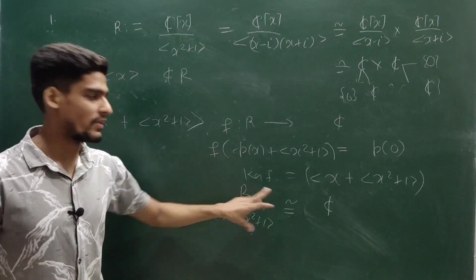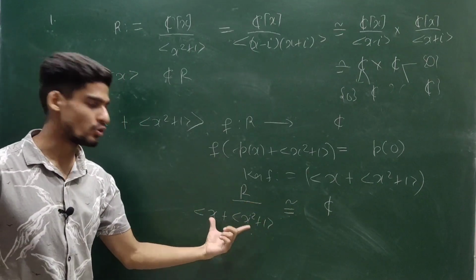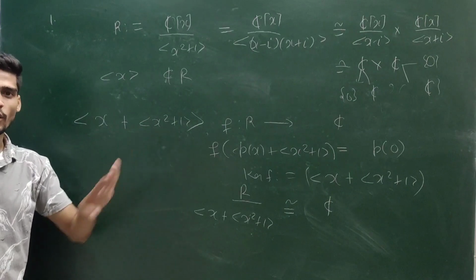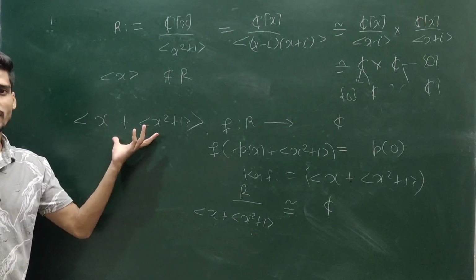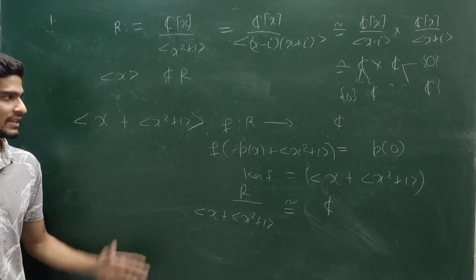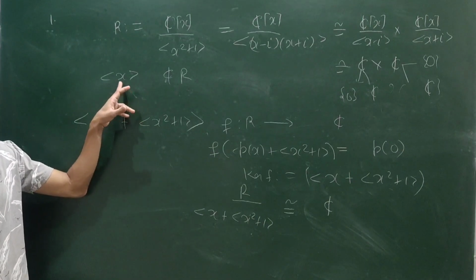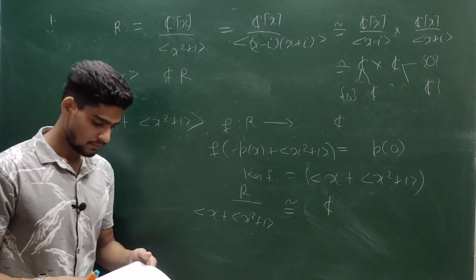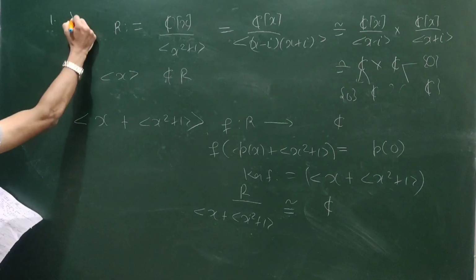This structure is isomorphic to field if and only if this is a maximal ideal. So this is a maximal ideal. If they mention this, then the option is correct. If they do not mention this, then the option itself is a false option. You cannot generate an ideal which is not even a member of this ring. So option B is the only correct.